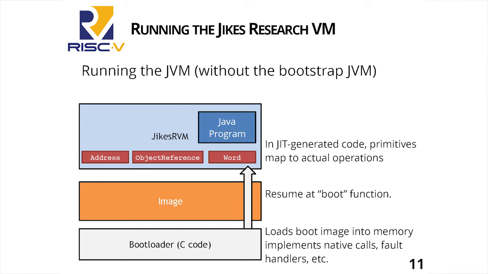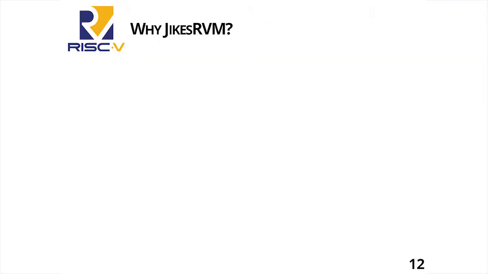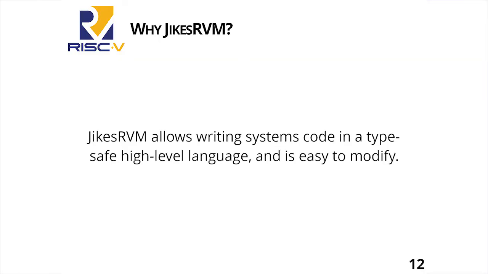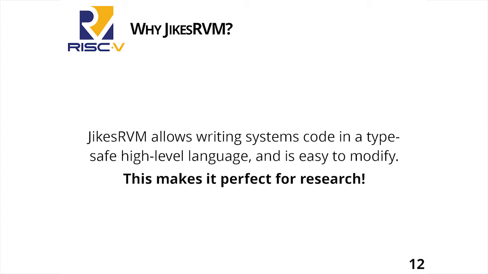So this, of course, means that in order for this all to work, you actually need a complete JIT port, because the JIT is going to be used to compile the JVM itself. So why go through all this hassle? Why not just write your JVM in C? The main reason is really that this allows you to write systems-level code in a type-safe high-level language at a much higher level of abstraction, which makes it very, very easy to modify, even if it's very deep modifications to your JVM, which makes this perfect for research, which is the reason that this has been adopted in the research community so much.